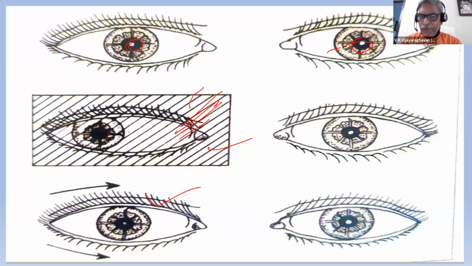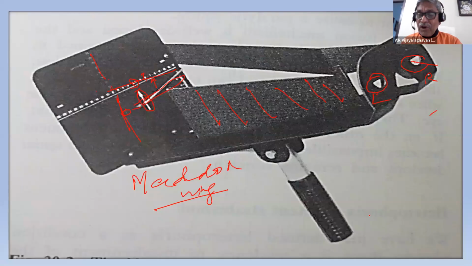Now I'll tell you an example. See that in this case, the right eye and left eye appear normal. But when you cover the right eye, under the cover the right eye is deviating. When you uncover, the eyes become straight. That means the cover test has brought out the latent squint in the patient. Whereas we have so many tests to find out the phoria.